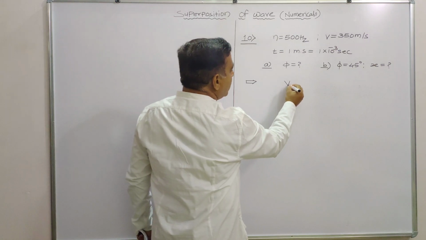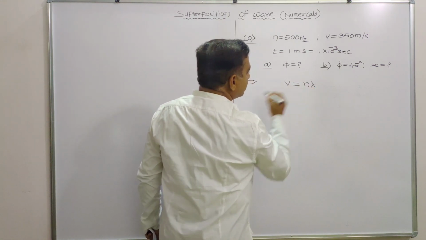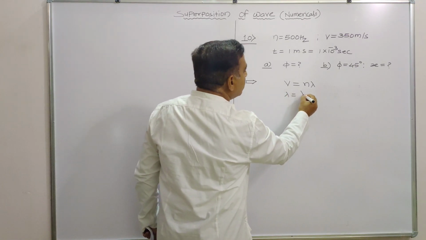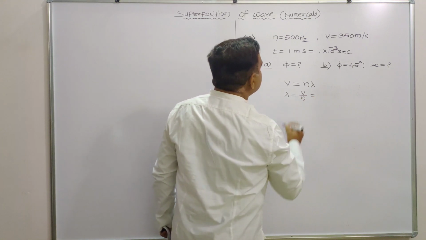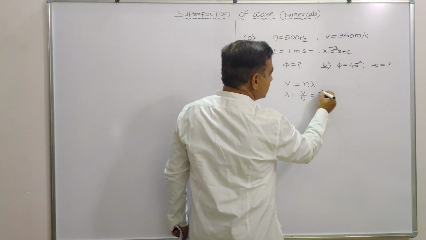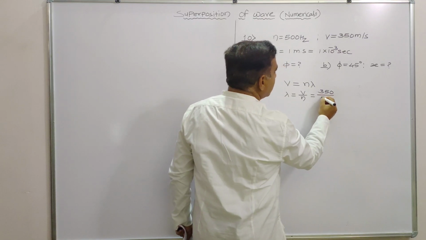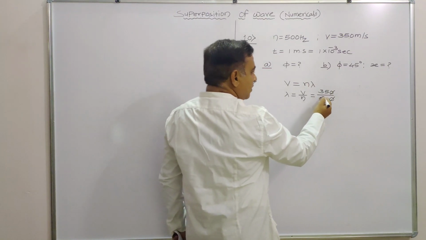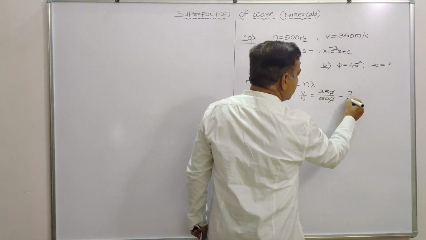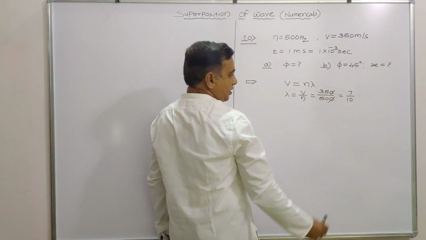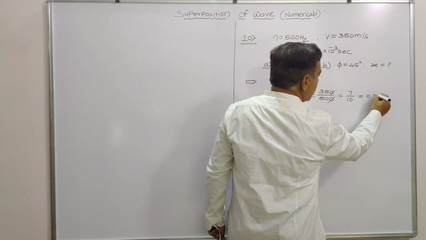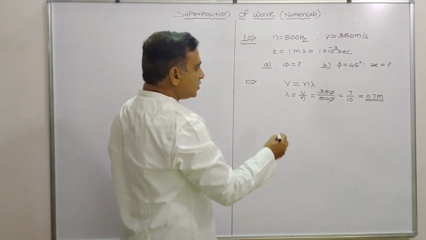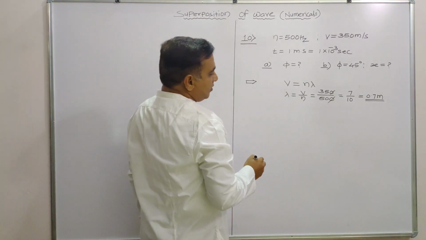Initially we know V is equal to n lambda. Okay. V is equal to n lambda. Lambda is equal to V upon n. So what is the value of V? It is 350 divided by 500. 0 get cancelled. 5 7s are 35. 5 10s are 50. It comes out to be near about 0.7 meter. All these are in SI units. So this is your lambda.